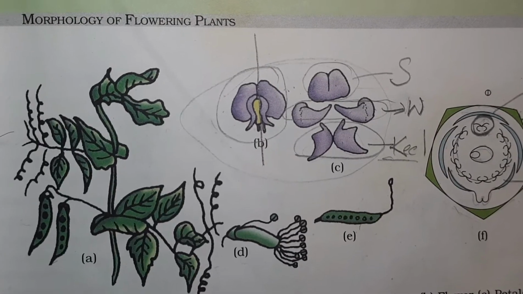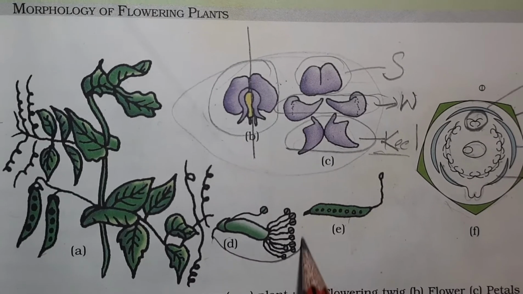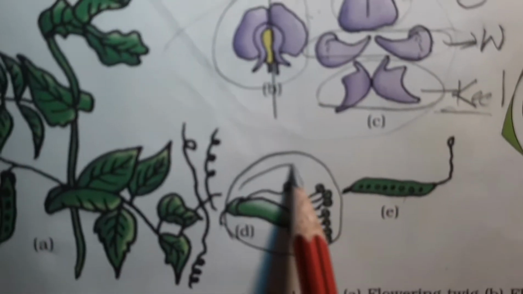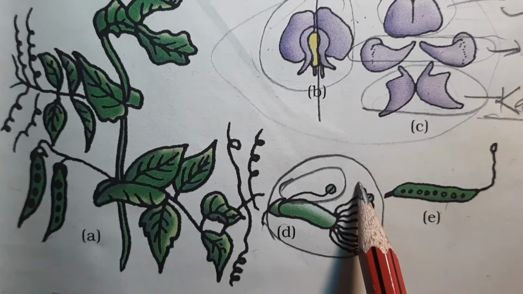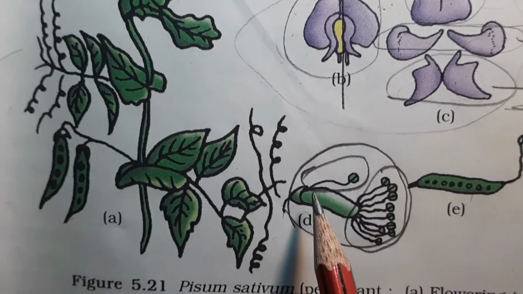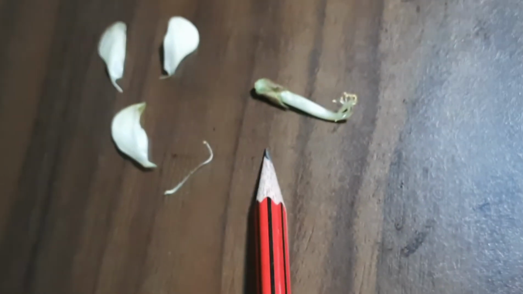Okay, so let's check the book. This is the book, and we all can see this diagram. What is this? This diagram shows there is one free stamen and 9 united stamens that make the whole androecium. This structure is similar to this one.